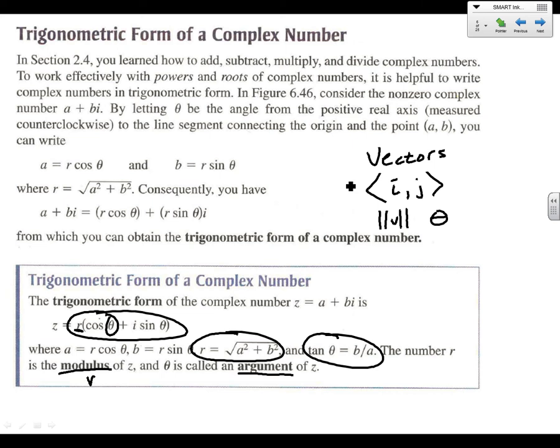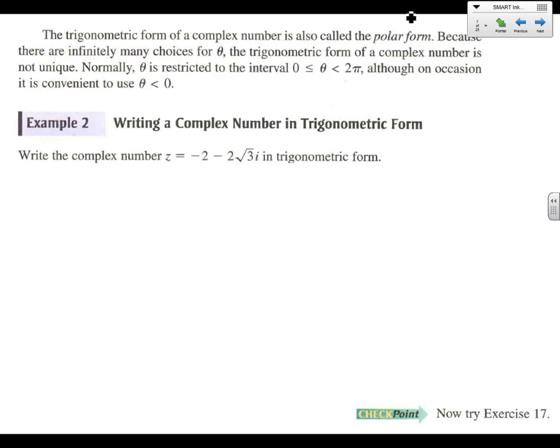Plural of modulus is moduli. Okay, so if we're finding multiple r's, then we'll have moduli. Multiple arguments, okay, just normal plural on that one. Okay, this is also called polar form. So when we say find it in polar form, that's the same as trig form here. All right, so we've got our complex number with our real and our imaginary part. Let's find it in trig form.